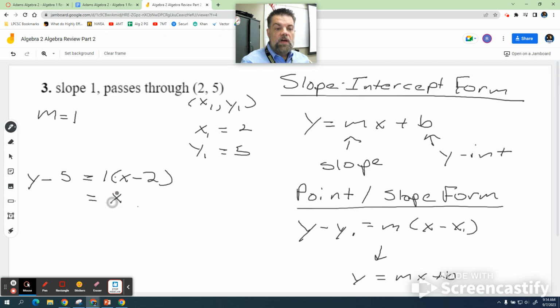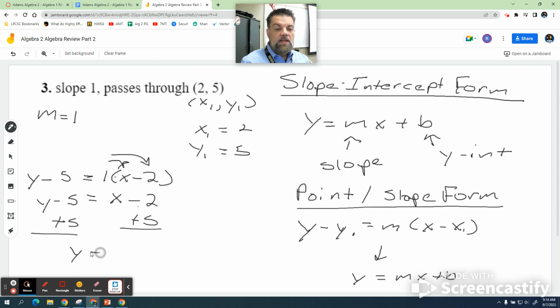Over here I get 1. You got to distribute the 1 through the parentheses, but it doesn't really change anything. So this becomes x minus 2. Over here I have y minus 5. I add 5 to both sides.